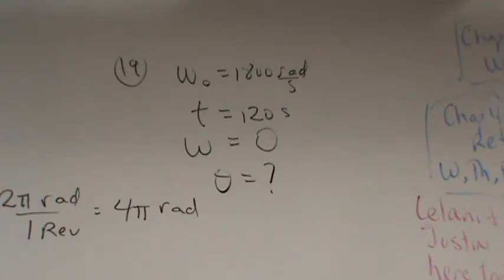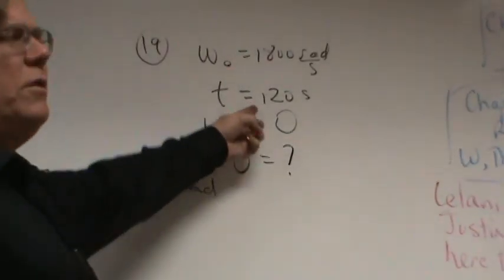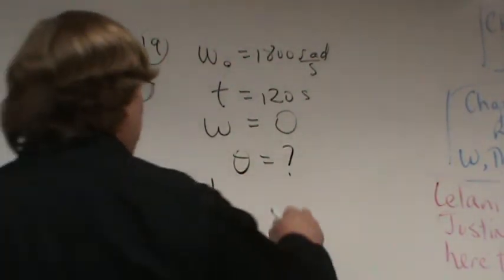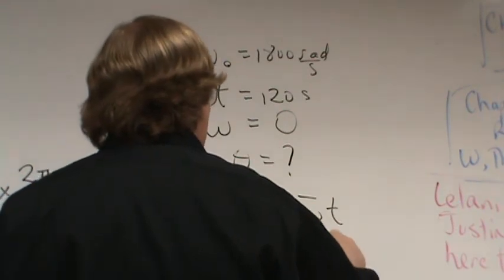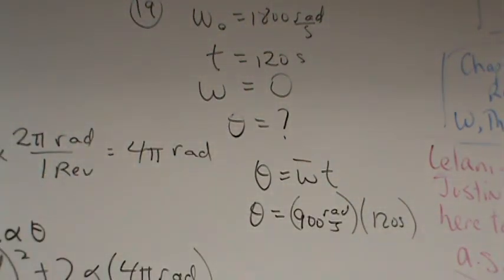You can't use 3 because you don't know the alpha. Yeah, I would use 2. Just as x equals average velocity times time, theta is going to equal average angular velocity times time. If it starts at 1800 and ends at 0, the average is 900 radians per second, for 120 seconds. That's 108,000 radians. Theta equals average omega times time. So that's all there is to number 19.